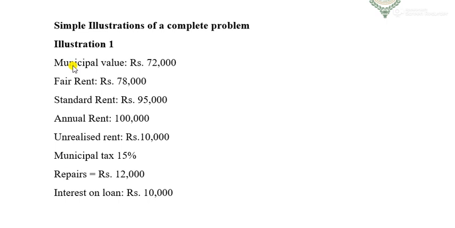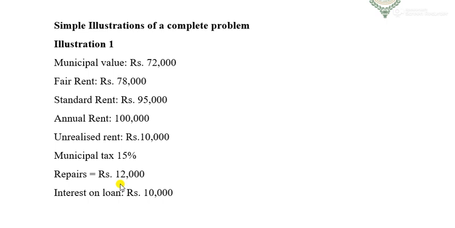Now, in the sums, they have not mentioned anything about the payment of municipal taxes. It does not say that so much amount the tenant has paid, or so much is outstanding, or so much is paid for the next year. They have just given municipal tax 15%. Then we will assume that 15% municipal tax has been paid, and therefore the full amount of 15% will be allowed as deduction.